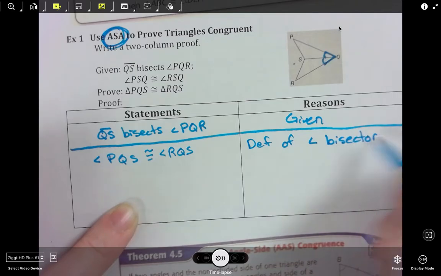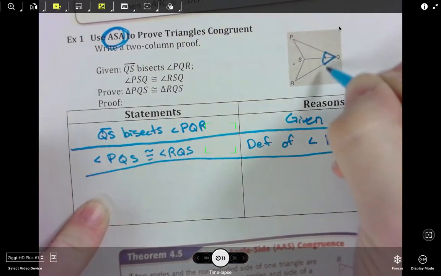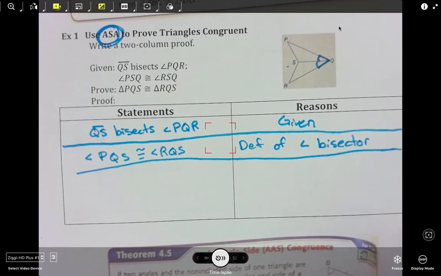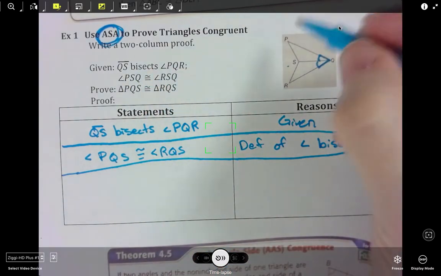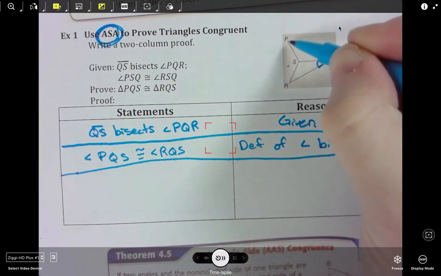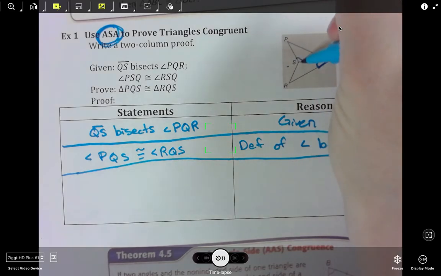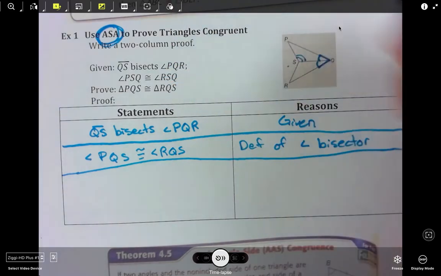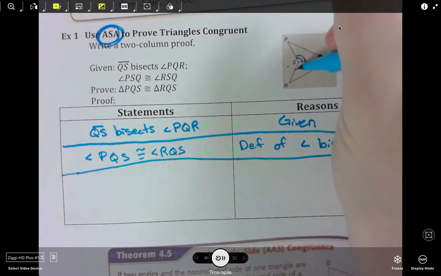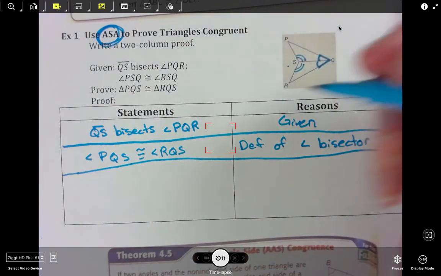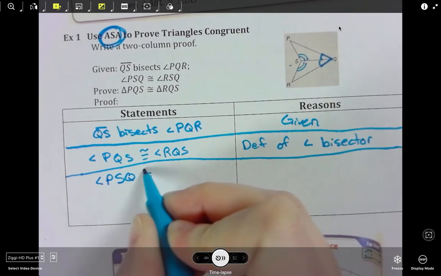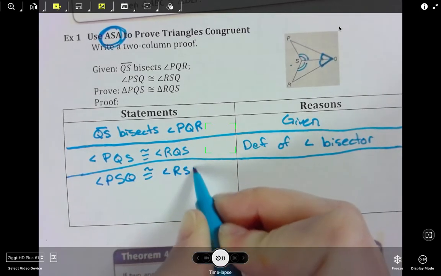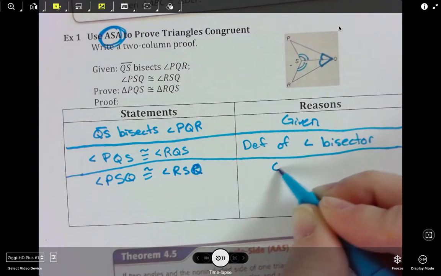That's what it means to bisect an angle, to split it into two equal angles. So now I can say that those things are equal. We've got that going on now. And then we have angle PSQ, this angle right here, and RSQ, this angle here, those two things are the same. So we've got another angle. That gives us that angle PSQ is congruent to angle RSQ, and that's another given.